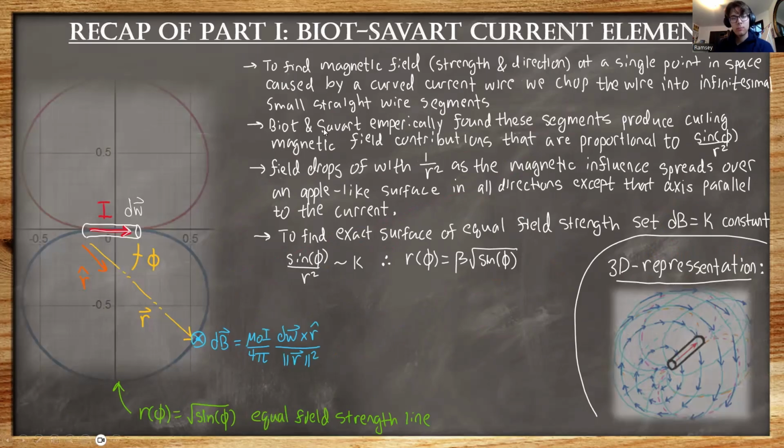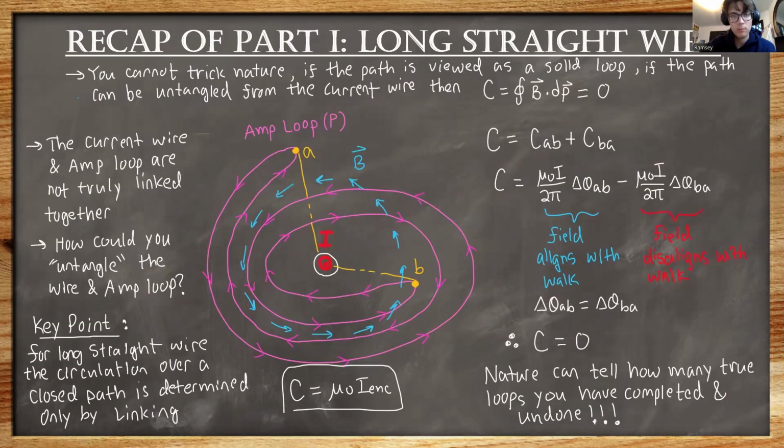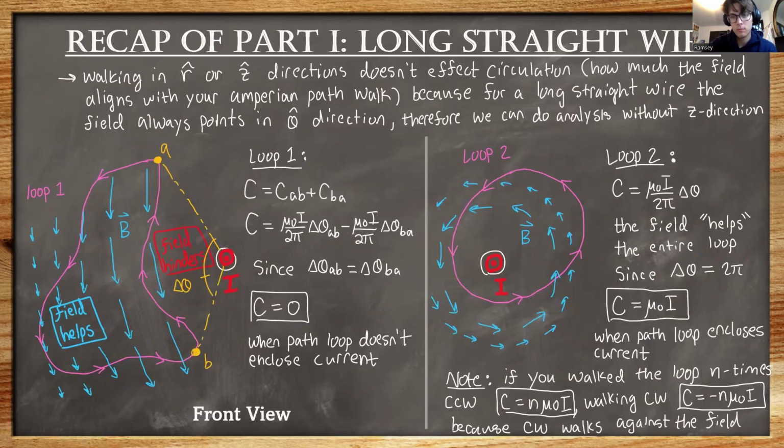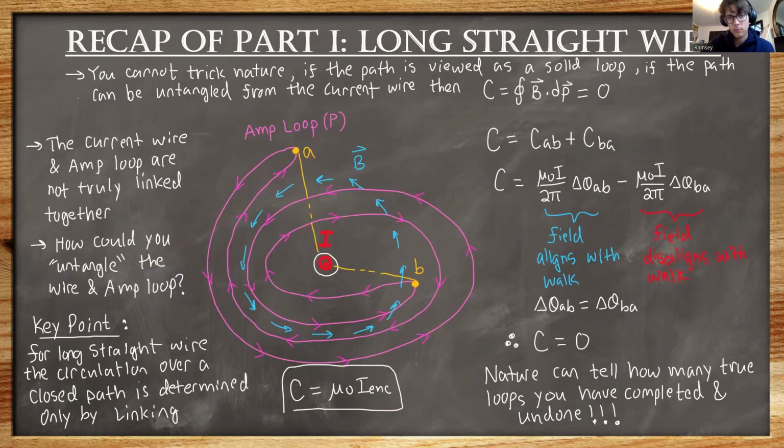Now we get to talk about what happens when you have, or actually, wait, one more thing here, which is you can't fool nature. So that's what this slide's all about. If the path is viewed as a solid loop, if the amp loop path could be untangled from the current wire without having to cut the amp loop path or the wire, then the circulation is always going to be 0. I see what you're saying. Yeah, almost like the current could just walk out of the loop.